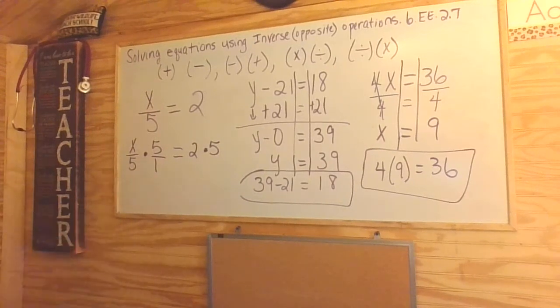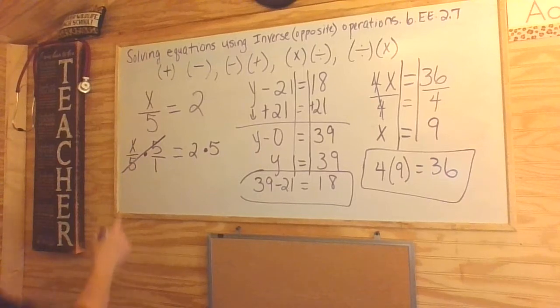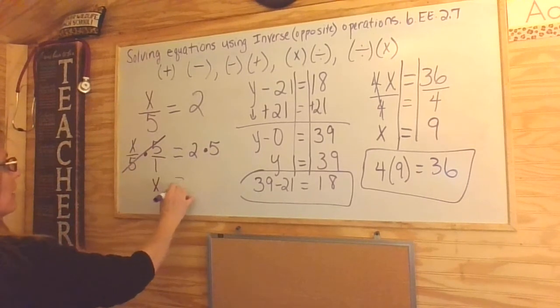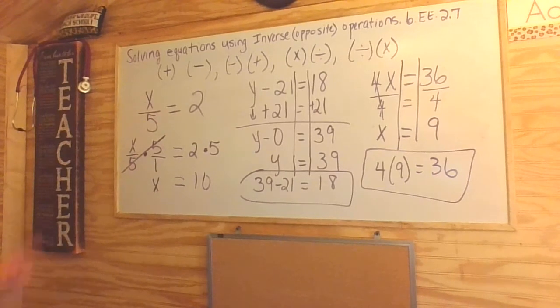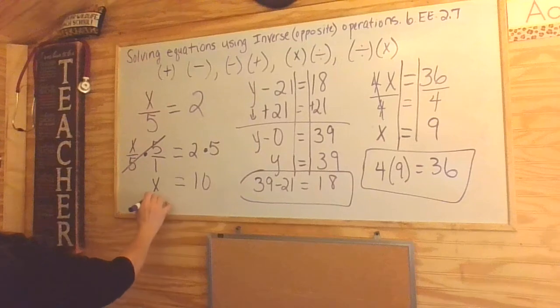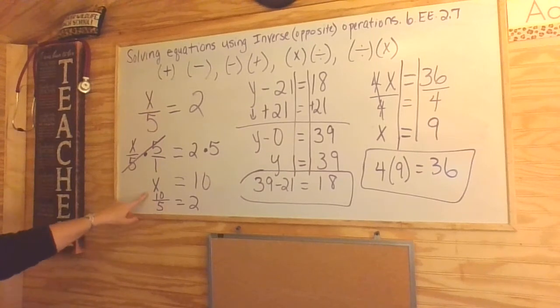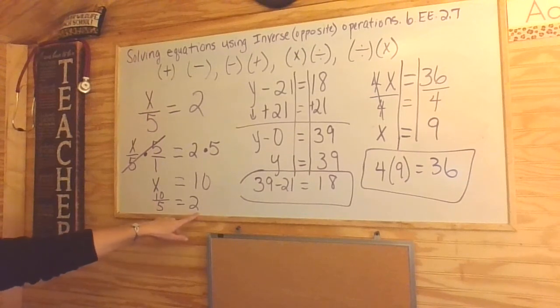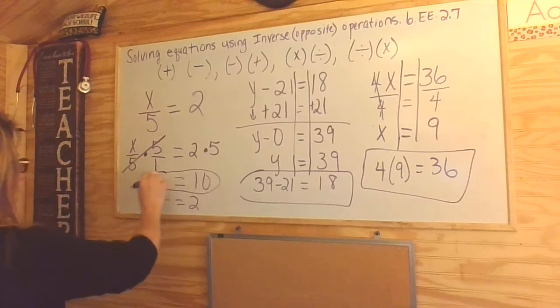Knowing fractions, this 5 and that 5 cancel each other out. Now I'm left with x. 2 times 5 is 10. And if I was to check my work, I would have 10 over 5 equals 2. And that is correct, because 10 divided by 5 does in fact equal 2. So my x equals 10.